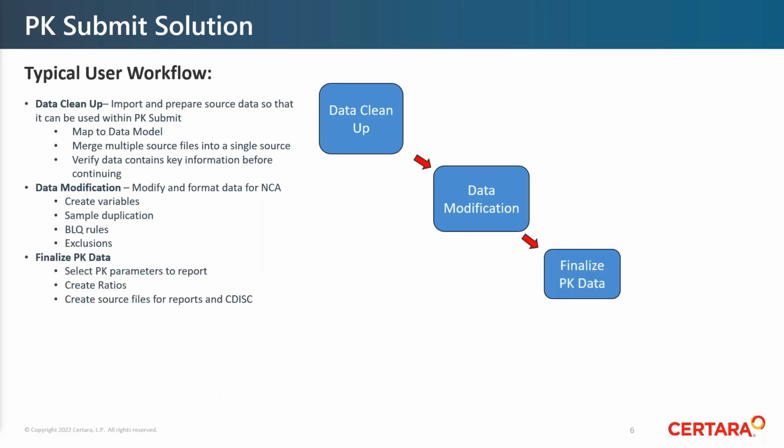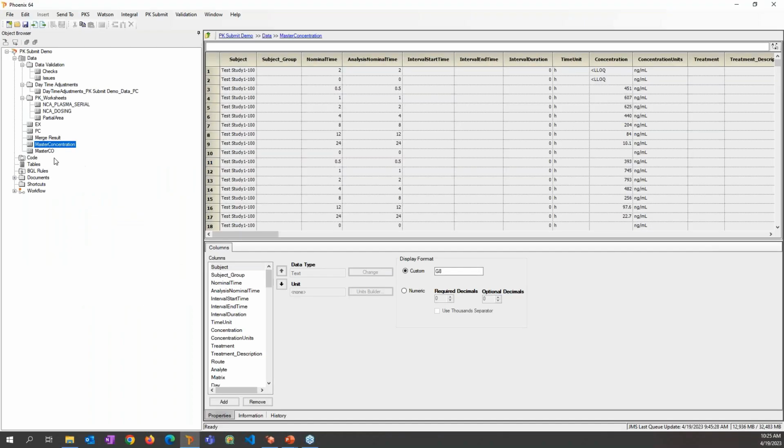So we want to select our slopes for the lambda z criteria, run our NCA, and then pick the PK parameters we want to report, as well as create any ratios we might want to report as well. And then this data will eventually be used as a source for CDISC. So I'll demo that next.